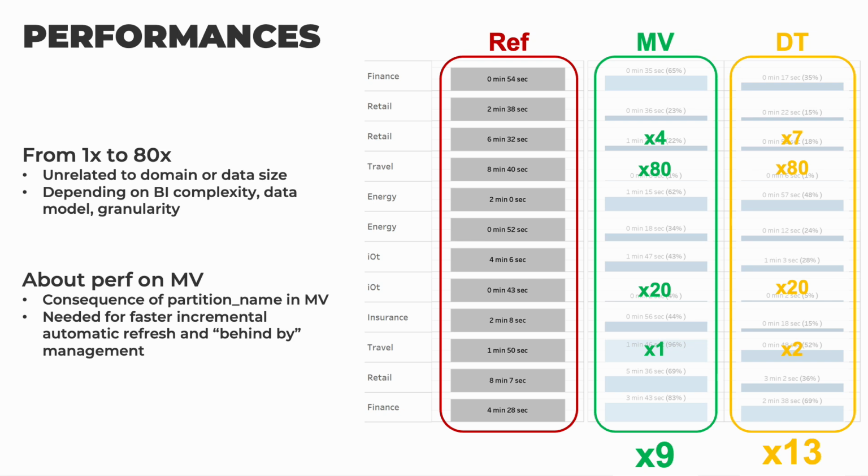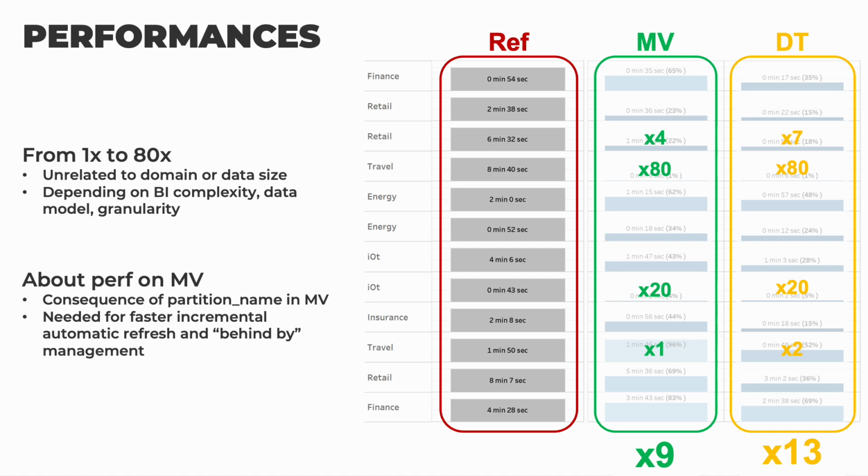In concrete terms, putting the partition name in the MV has an impact because it makes the MV bigger. You add a new column, a column with cardinalities, and these cardinalities multiply the number of lines, the number of physical rows in your materialization. So you scan more data than in a DT without this partition name, and therefore you won't go as fast.